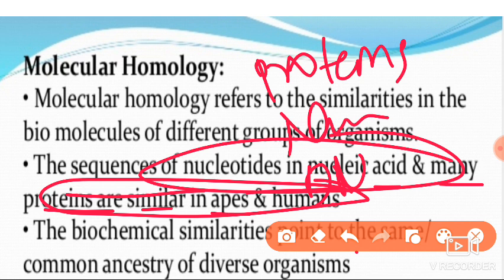Okay, and biochemical similarities point to the same common ancestor of the diverse organisms. That is the thing. Based on biochemical evidences, we can compare diverse organisms, different organisms. They belong to which group, and whether the ancestors are the same or different. That we are going to predict based on biochemical evidences.